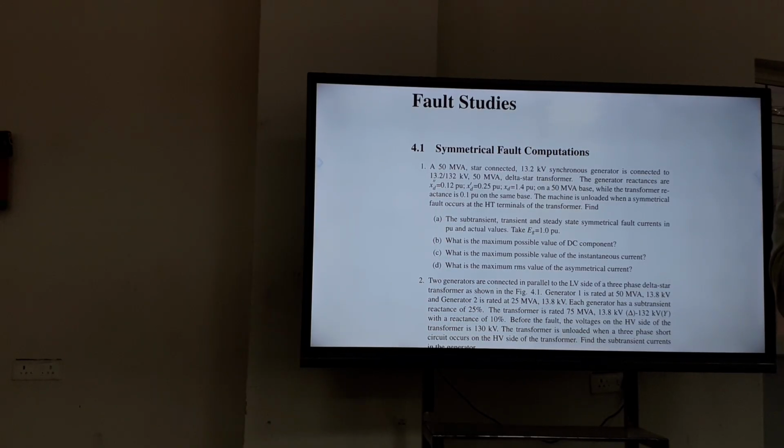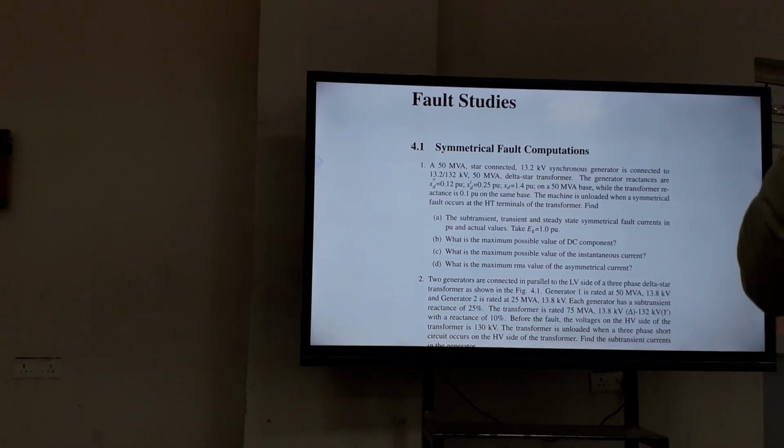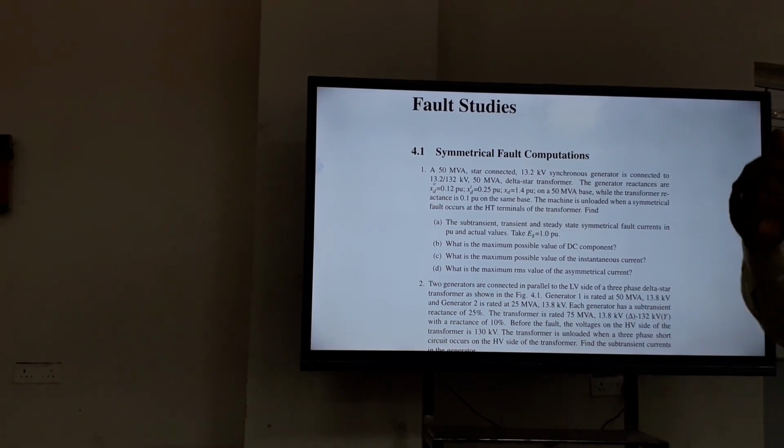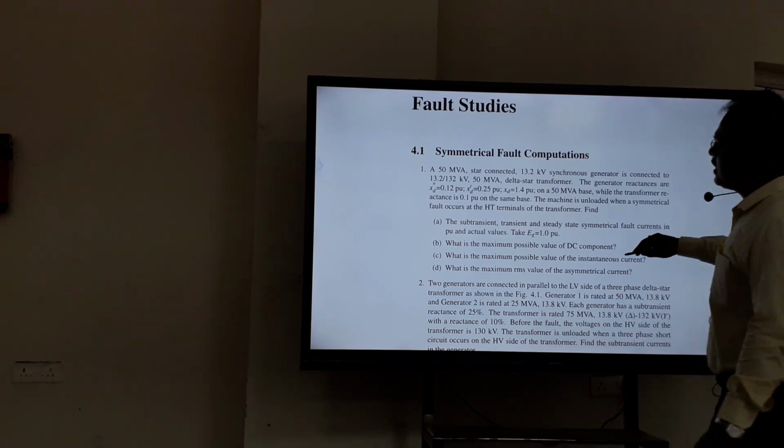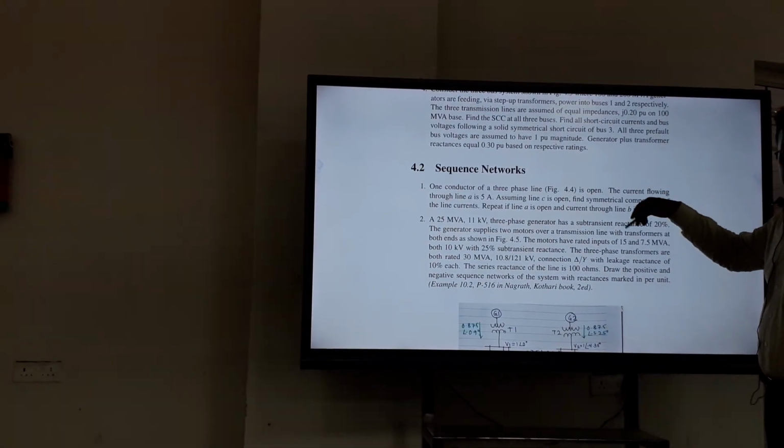When you are given a problem to compute the fault current, nobody will ask you the derivation. In the exam, you may be asked to compute the unsymmetrical fault current. In that case, you have to remember these 3 networks only and the formulas. That's it. Now we will see the application. The first part was symmetrical fault computation. Next, sequence network related problems.